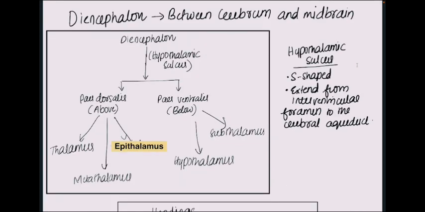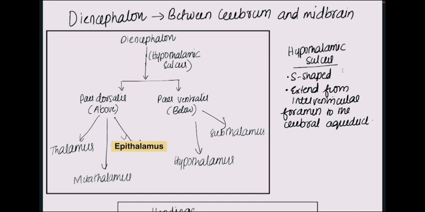The diencephalon is divided into two parts by a sulcus known as the hypothalamic sulcus. The hypothalamic sulcus is an S-shaped sulcus which extends from the interventricular foramen above to the cerebral aqueduct below. The interventricular foramen is the foramen that connects the lateral ventricle with the third ventricle, and the cerebral aqueduct is the cavity of the midbrain. So, with the help of the hypothalamic sulcus, the diencephalon is divided into two parts.